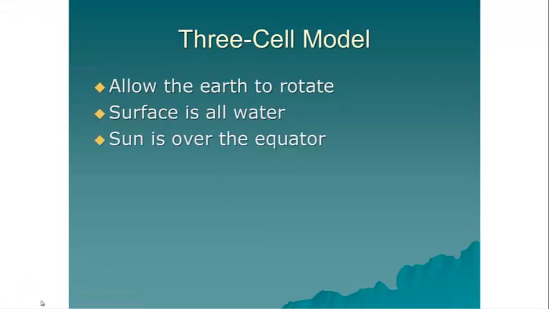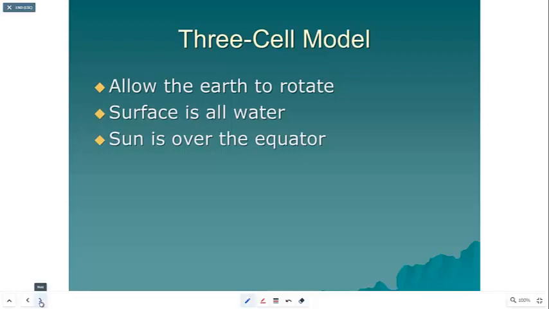Okay, the three-cell model. Here are the assumptions. We're still going to keep the Earth covered with water, so we'll have equal heating of the surface. The sun is still going to be over the equator, so the tilt in the axis is straight up and down. No tilt is what I should say. But we're going to allow the Earth to rotate. So that's the only difference between the single cell model and the three-cell model. We're going to allow the Earth to rotate.